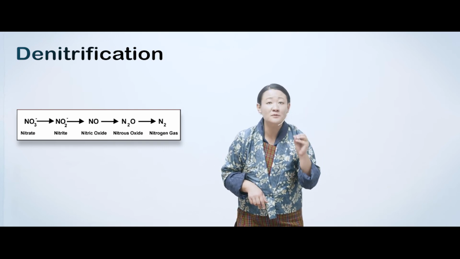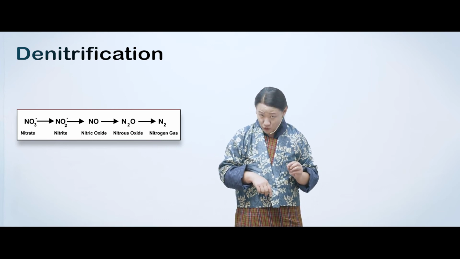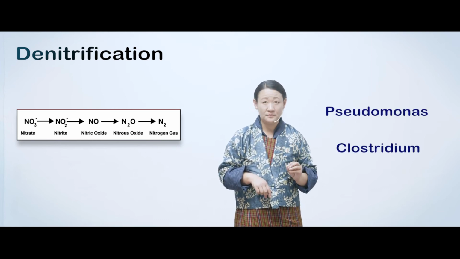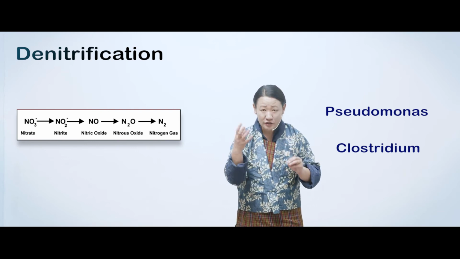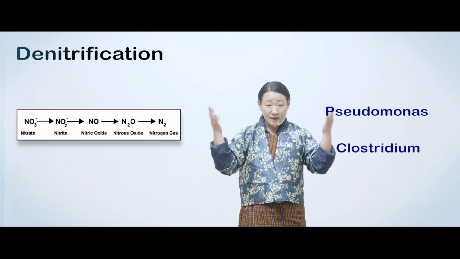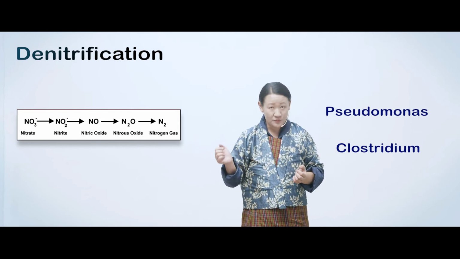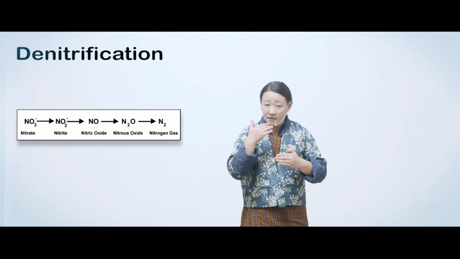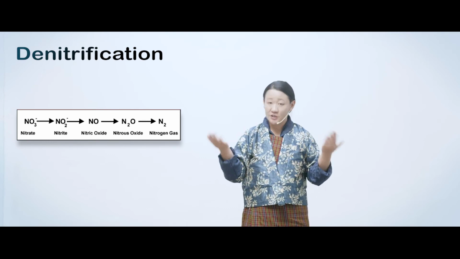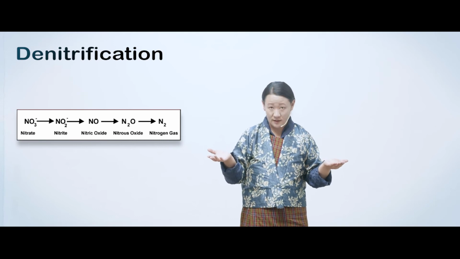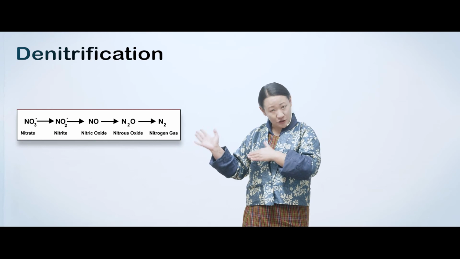Denitrification is performed by bacterial species such as Pseudomonas and Clostridium in anaerobic conditions. They use the nitrates as an electron acceptor in the place of oxygen during respiration. It takes place in anaerobic conditions such as waterlogged soil. Let's observe the denitrification reaction sequence.